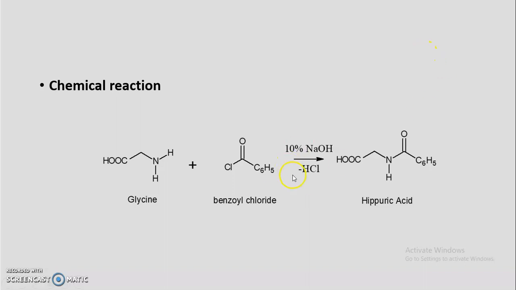So here first the benzoic acid is converted into benzoyl chloride. Then the Cl will react with one hydrogen atom of the glycine, and formation of the amide functional group takes place, and it will be converted into hippuric acid. So this is the chemical reaction and principle involved in the synthesis of benzoyl glycine from glycine.